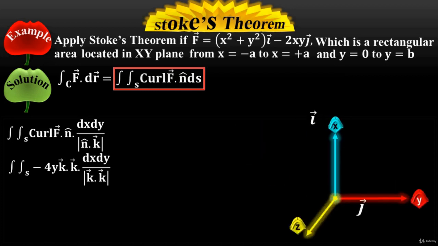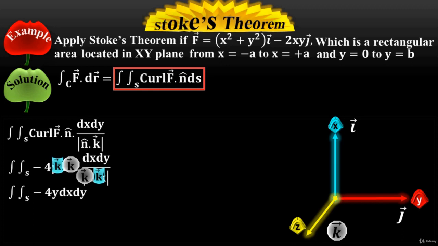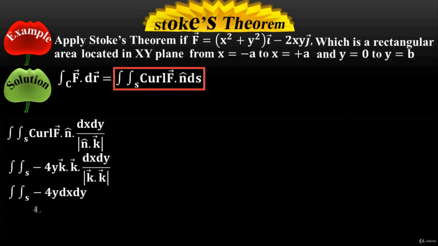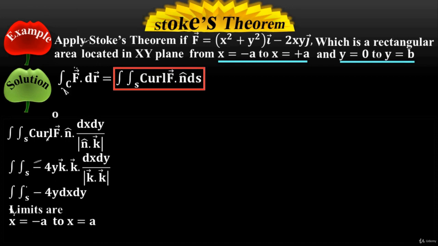Let me take an xyz plane. Since the rectangular area is located in the xy plane, perpendicular to the xy plane there is the z axis, where the unit vector of z is k. Therefore, I put k here for the unit vector. So k dot k equals 1, and similarly k dot k equals 1 here. My new equation is minus 4y dx dy, where the limits range from x equals minus a to x equals plus a. This is along the x-axis. Along the y-axis, limits range from y equals 0 to y equals b. Simply put the limits for the double integration.